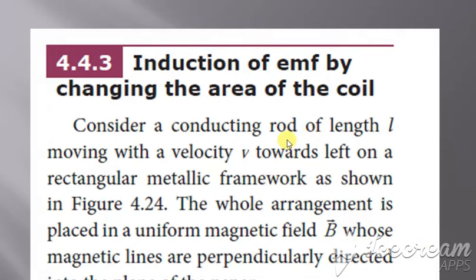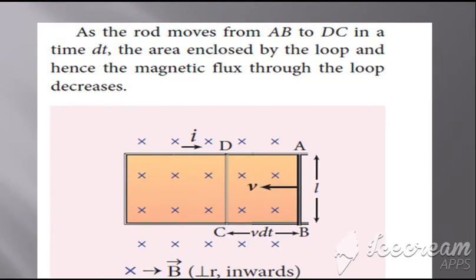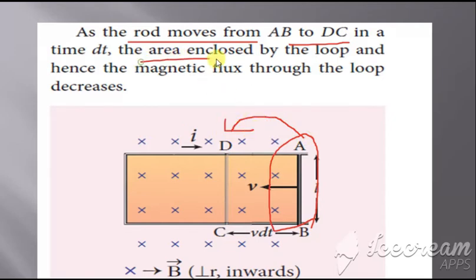For this, consider a rod of length L which is moving with velocity V. That is considered in a rectangular frame, and the whole arrangement is placed in the magnetic field. As the rod moves from AB to DC in time dt, the area enclosed, and hence the magnetic flux, decreases. So the rod is moving from AB to DC, and both the area and the magnetic flux decrease.